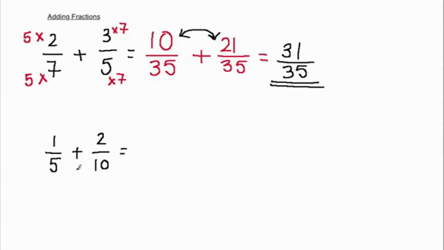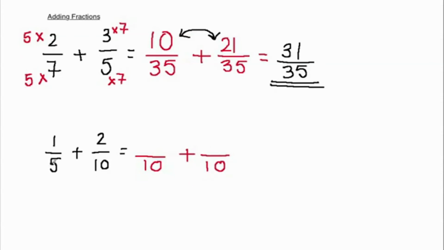In this example here, the denominators are 5 and 10. Now above, we found the lowest common multiple by multiplying 7 and 5 together to get 35. But here, you don't need to do that. The lowest common multiple of 5 and 10 is just 10. So once again, I'm going to write both my denominators out to make sure I don't make a mistake with them.